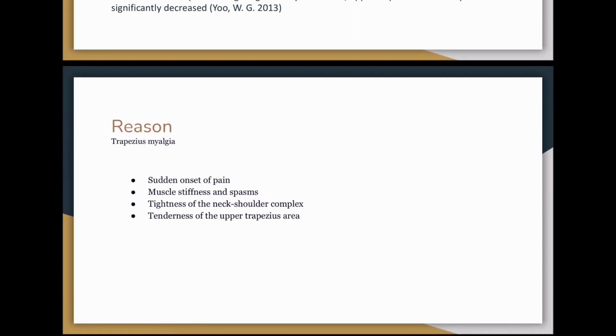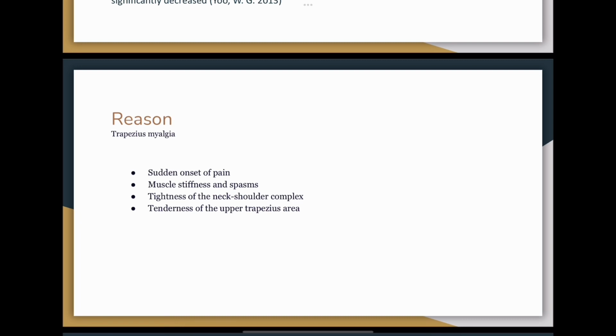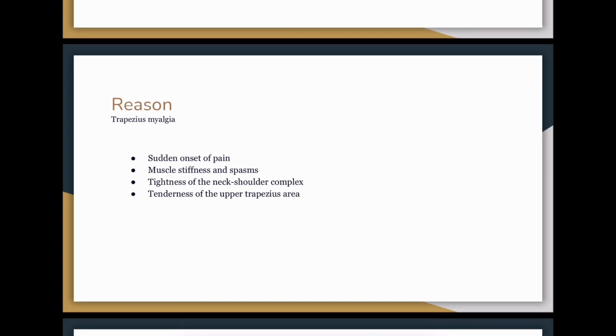And why I think he may have trapezius myalgia is because the symptoms for this diagnosis are onset pain, muscle stiffness, and spasm. Also, there is tightness on his neck and shoulder in this case.